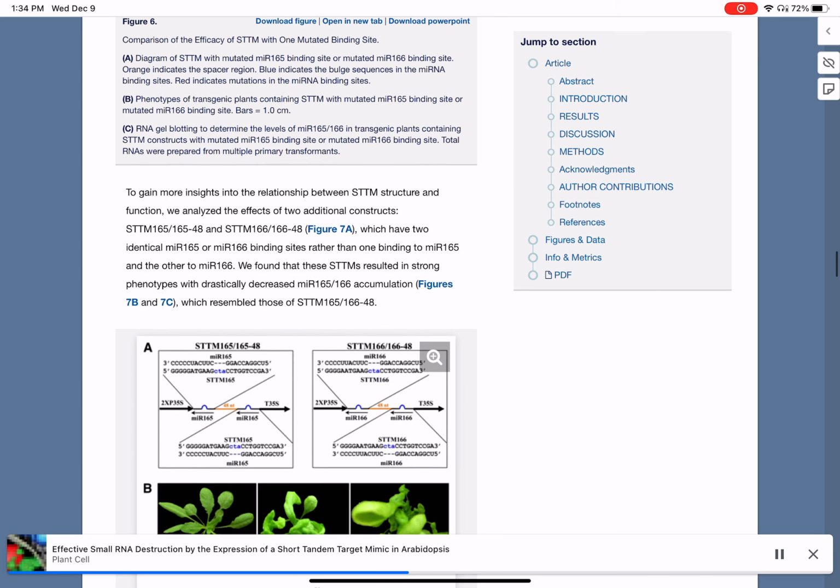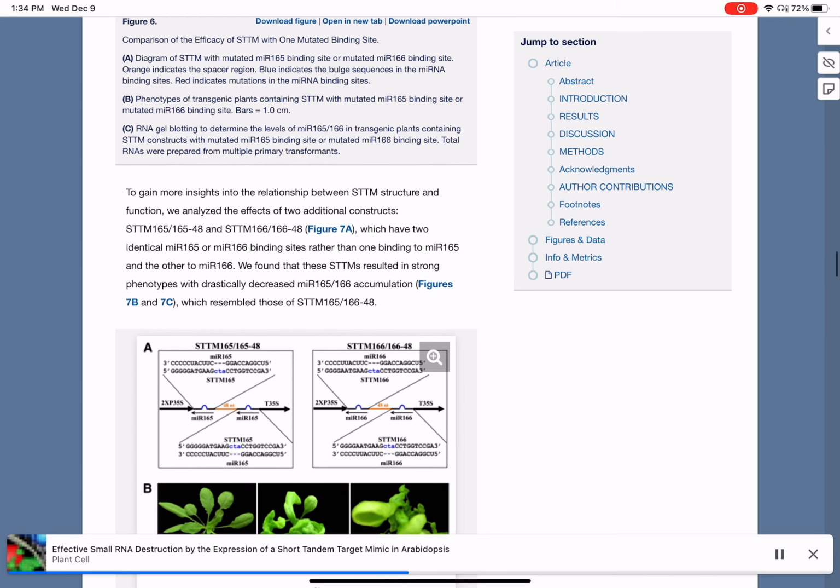A. Diagram of STTMs with two miR-165 binding sites or two miR-166 binding sites. Orange indicates the spacer region. Blue indicates the bulge sequences in the miRNA binding sites. B. Phenotypes of transgenic plants containing STTMs with two miR-165 binding sites or two miR-166 binding sites. Bars equal 1.0 centimeters. C. RNA gel blotting to determine the levels of miR-165-166 in transgenic plants containing STTMs with two miR-165 binding sites or two miR-166 binding sites. Total RNAs were prepared from multiple primary transformants.